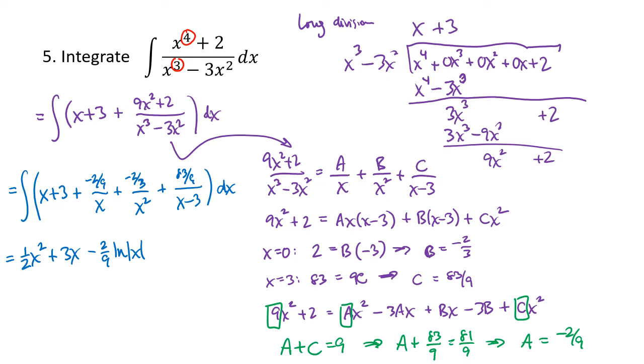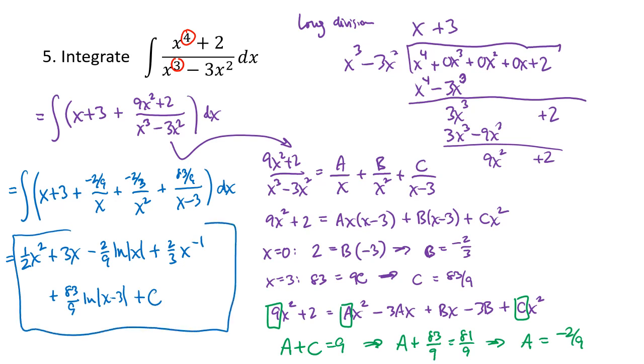How do we take the antiderivative of x to the minus 2? We're going to add 1 to that power and get x to the minus 1, but then we have to divide by that power. Dividing by minus 1 is the same as multiplying by minus 1, and all that's going to do is turn my negative 2/3 into a positive 2/3. And then finally, we have 83 over 9 times the natural log of x minus 3, and then plus c. So other than the nasty fractions, not too bad.